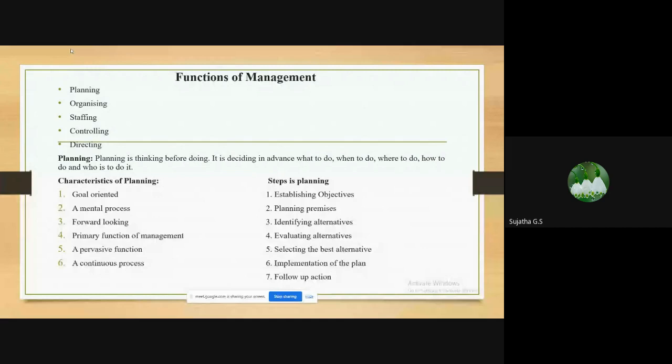Preparing a structural framework for the activities to execute plans. Organizing simply means bringing together various factors of production like men, materials, machines, and methods, and establishing relationship among them for the attainment of the organizational objectives.